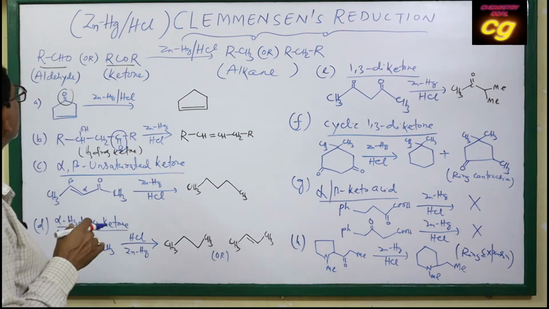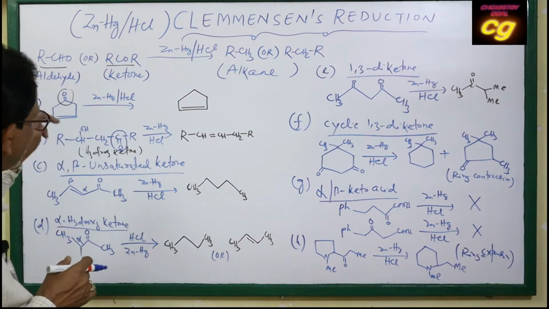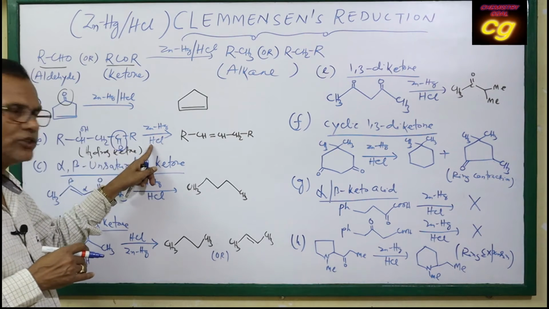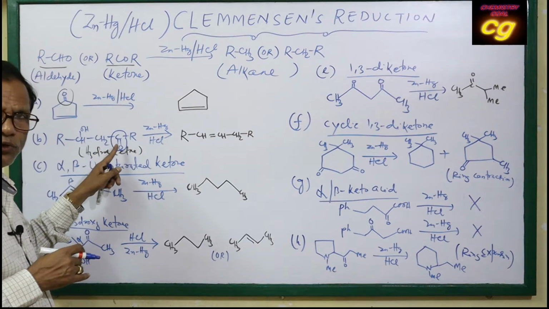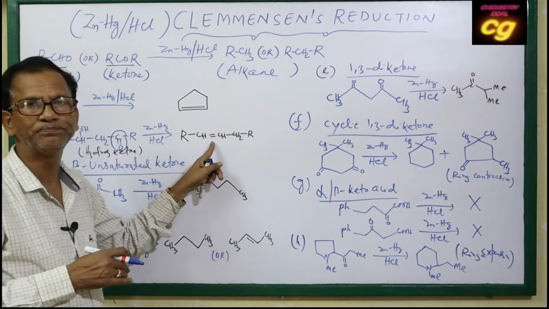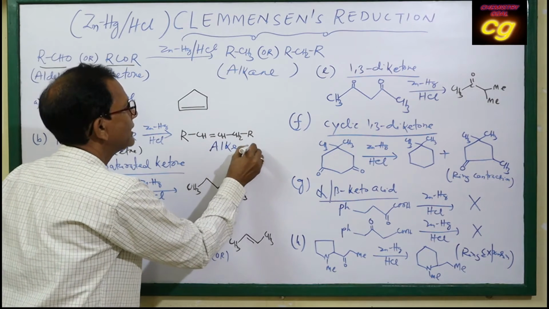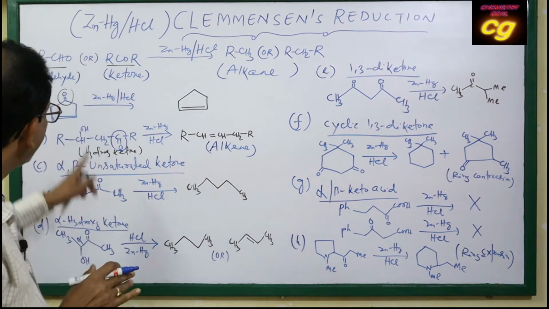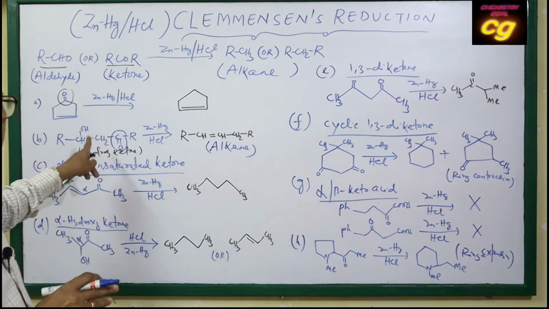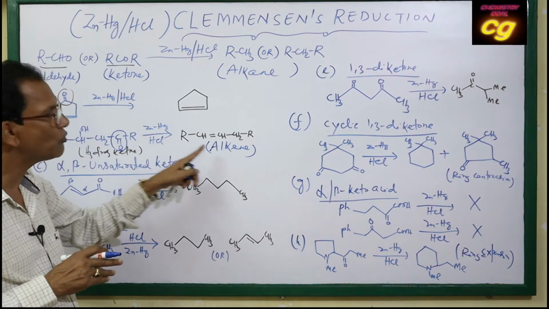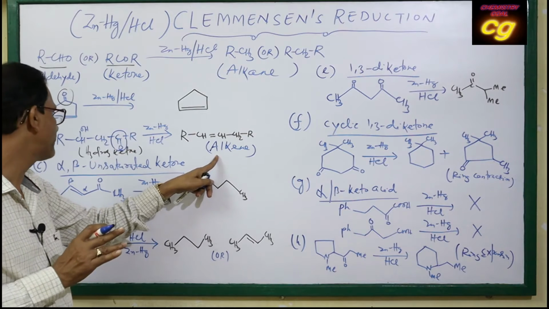A very important thing we have to remember is that when any hydroxyketone is used in Clemmensen reduction, it will be converted to alkene. This is very important, that alkene is formed. This is the basic concept. Any hydroxyketone that is used will be converted to alkene by Clemmensen reduction.